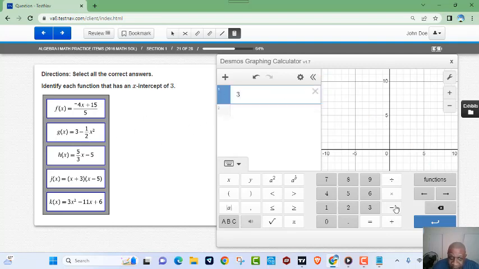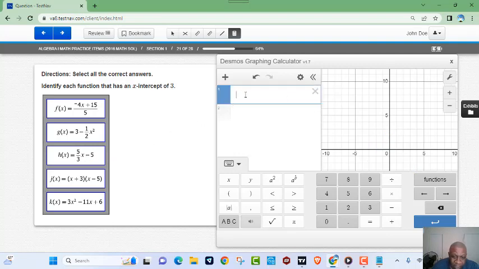3 minus 1/2 x squared. So that's a y-intercept of 3, but an x-intercept of almost 2.5. So that one's not it. All right, so let's take a look at the next one.